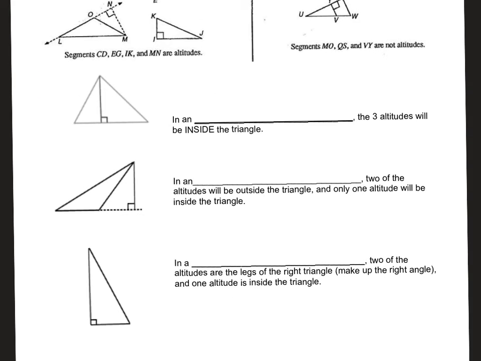So let's take a look at some specific triangle types. In an acute triangle, all angles are less than 90 degrees. The 3 altitudes will be inside the triangle. In an obtuse triangle, 1 angle is greater than 90 degrees. 2 of the altitudes will be outside the triangle, and 1 of the altitudes will be inside the triangle.